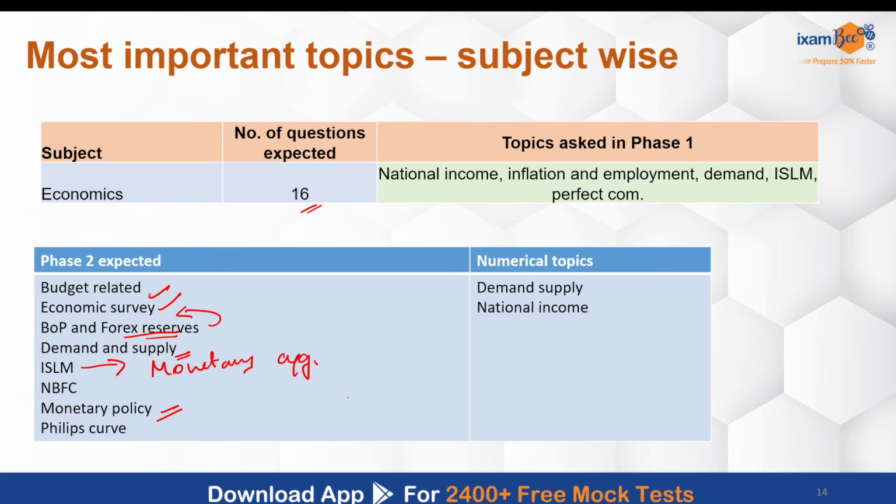There was no question. Usually a monetary aggregate question is asked. So in phase 2, I expect at least one question to come. At least one question I expect from the NBFC topic and the Phillips curve to also come here.